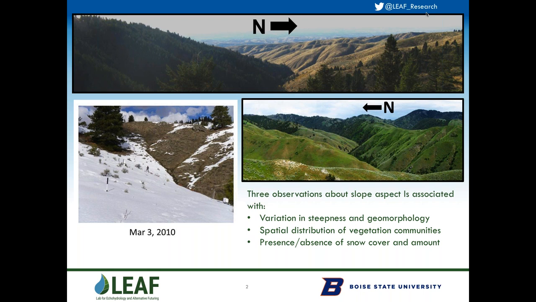Among those key observations, you very quickly notice that there is important organization in hillslope steepness and geomorphology, in soil characteristics, in the spatial distribution of vegetation communities, in the presence or absence of snow cover, and then the amount and duration of snow cover. There's a very strong correlation between these variables and the hillslope scale. That naturally leads us to a series of questions: how generalizable are these observations? If these patterns are more generally applicable, what are the ramifications on watershed scale fluxes of water, energy, and nutrients, and are there ramifications at the global scale?